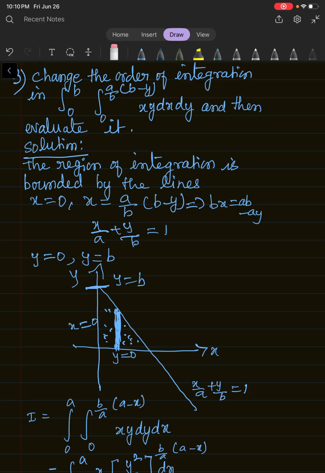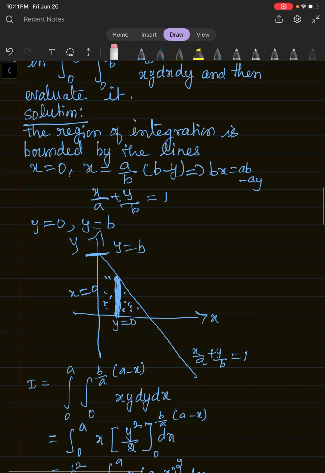To find the solution of this one, first we are going to identify the region of integration, bounded by the lines x is 0, x equal to a by b into b minus y. This cannot be marked directly in the graph. So we are going to write bx is equal to ab minus ay. When we divide throughout by ab, we are getting x by a plus y by b equal to 1. Based on y equal to 0 and y equal to b.